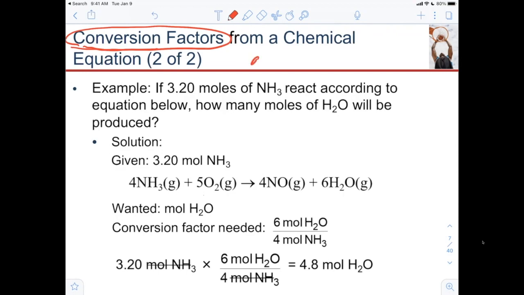Most of the time, you're converting from grams to moles, or even from moles to moles, right? But the conversion factor is the tool, is the key that allows you to go from one unit to another, okay? So we're going to start simple. Our goal here is to get conversion factors from the chemical equation, the balanced equation. So let's go back to this chemical equation right here.